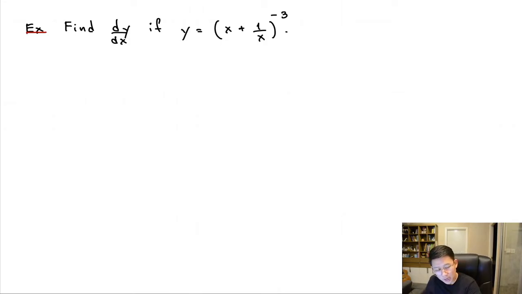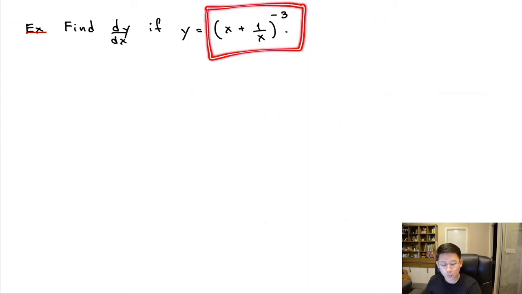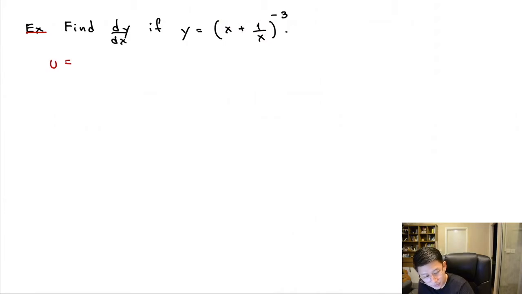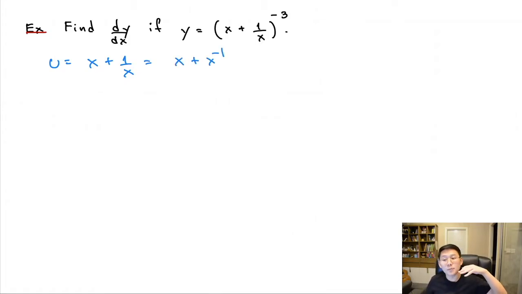So we don't know how to differentiate this function, but we know how to differentiate x to the power of minus 3, right? We know that it's minus 3 x to the power of minus 4. So we let this be u. I'll let u be x plus 1 over x, and that is actually x plus x to the power of minus 1. As I told you, I love to put things upstairs.